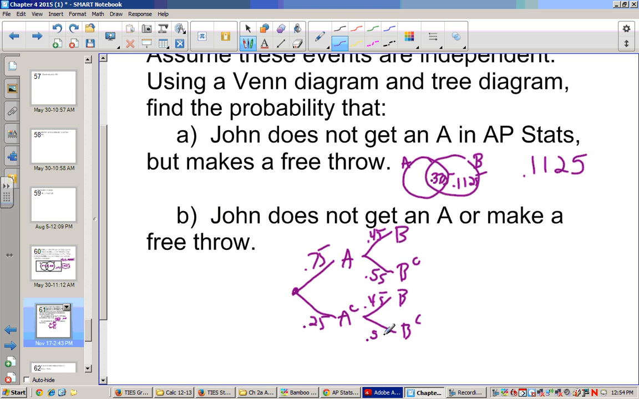So if I wanted to find the probability he doesn't get an A or make a free throw, he doesn't do either of those. So that's 0.25 times 0.55. So over here, 0.1375 is the probability that I'm looking for.